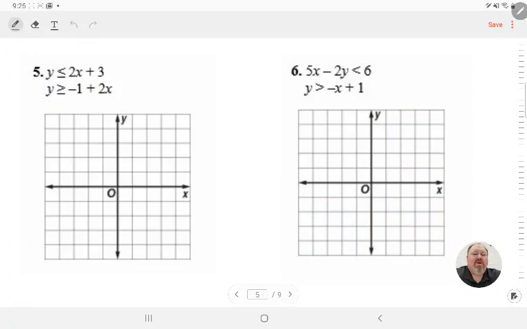Okay? All right, so we have these two here. We have y is less than or equal to 2x plus 3. So let's graph that first. We know it's going to cross the y-axis at 3, and we know it has a slope of 2. So that's going to be a solid line, and it's going to be something like, I know it's not very straight on here, but something like this. Okay? And y is less than, so it's going to be all of this area down here.